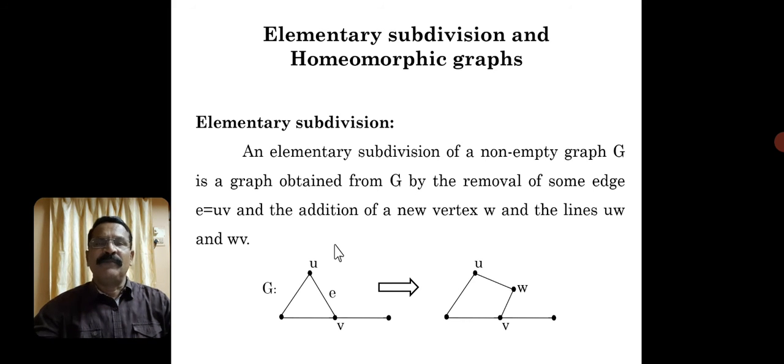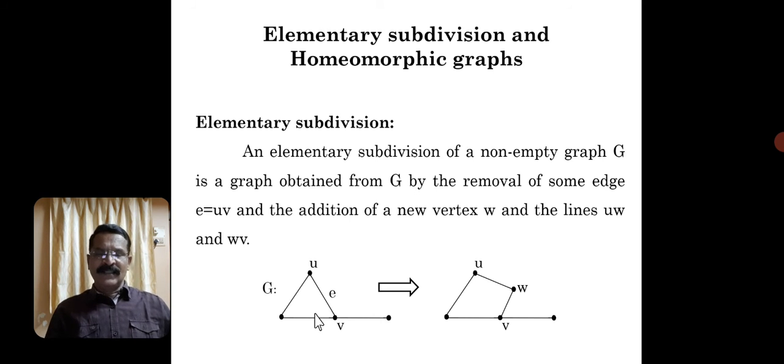Elementary subdivision. What is an elementary subdivision? Here you can consider G as a graph. This graph contains some vertices as well as edges. Especially, if I consider the edge E equal to UV, what I did in the graph G is I deleted this edge E.